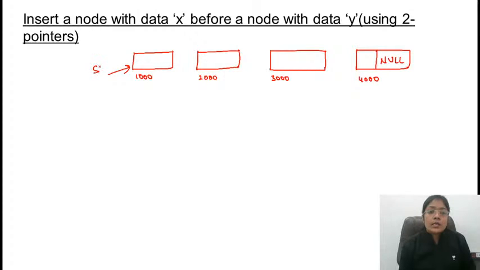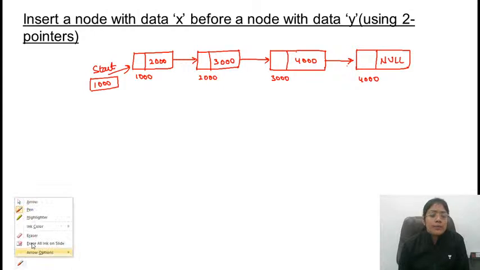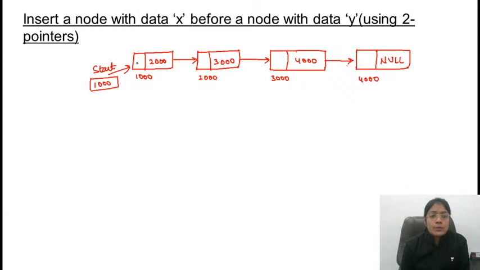Start is a pointer variable which is holding the address of the first node. So it's pointing to this node, and it is holding the address of the next node. Next node is at 3000, next node is at 4000, and this is the last node of the linked list. Now consider some data. So I'm taking the data as 10, 20, and we have to add a node before a node with data y. So let's consider that this is a node with data y and this is some data like 30.